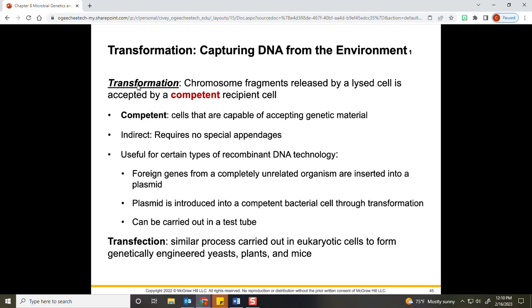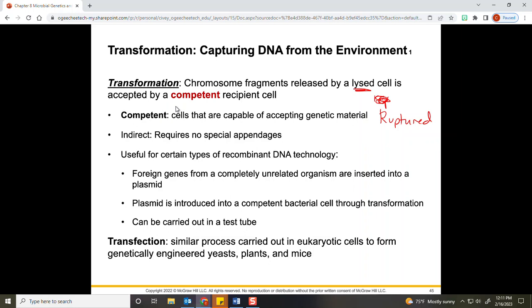So the definition for transformation is chromosome fragments are released by a lysed cell, and for reference, lyse means ruptured, or broken down, dead. So when a cell breaks down or is ruptured or dies, its contents are going to be left in the environment. And part of those contents, of course, are genes.